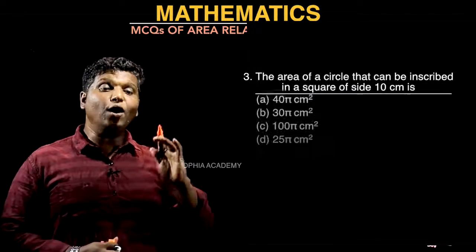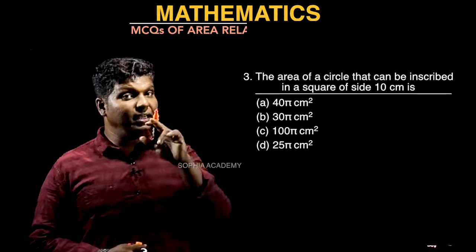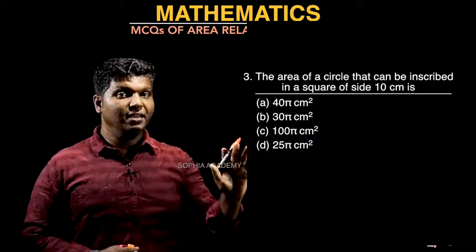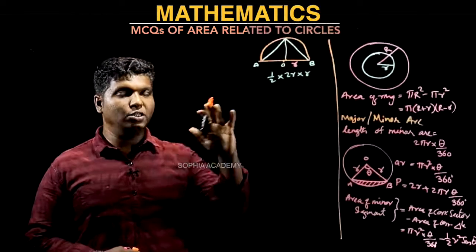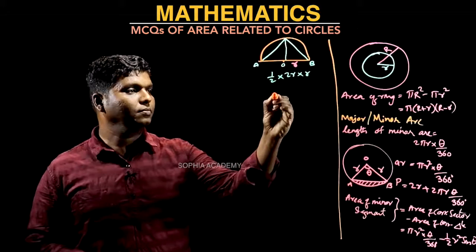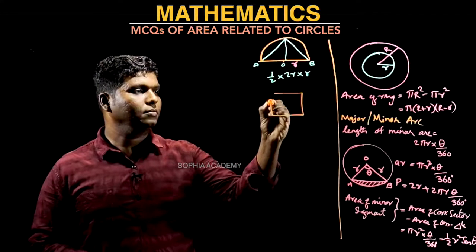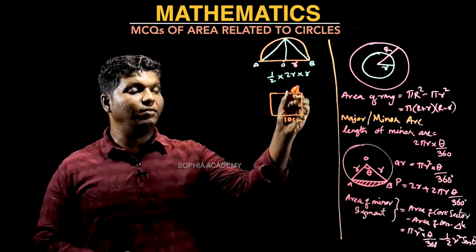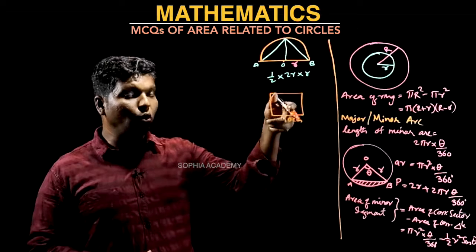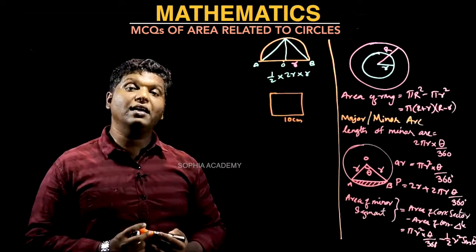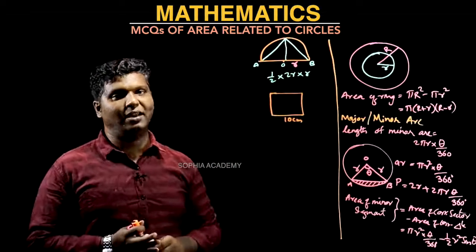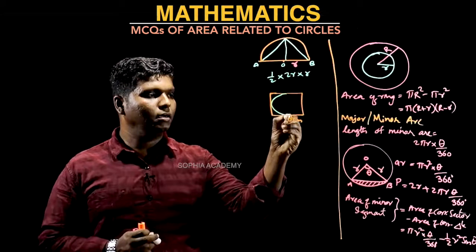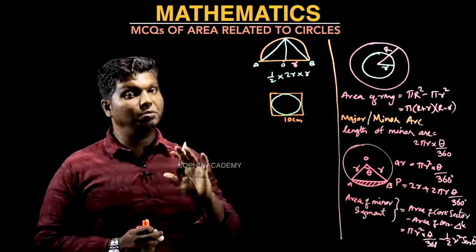The area of a circle that can be inscribed in a square of side 10 centimeter. Means there is a square given. Just imagine in your mind a square is given. The total length of the square is given 10 centimeter, means each side will be 10 centimeter each. You have to draw a circle. That means a circle should be inscribed inside this square. So if you are drawing a circle within this one, definitely it will be something like this, right?